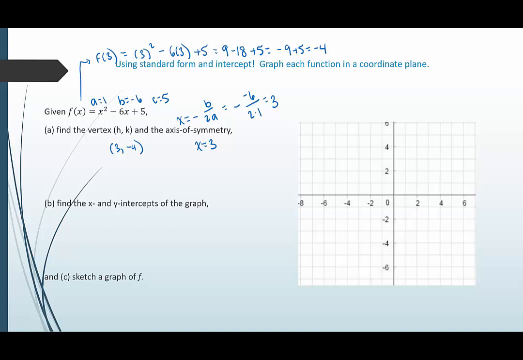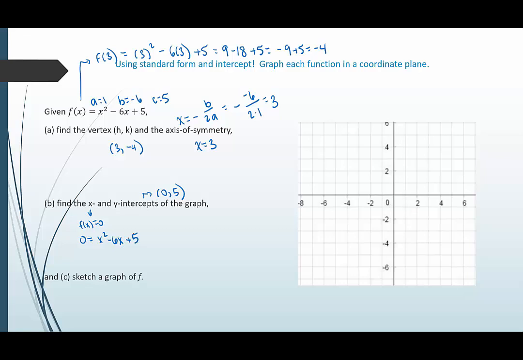The y-intercept is going to go a lot more smoothly, so say it with me now. The y-intercept is 0, 5. Let's find those x-intercepts. For the x-intercepts, we're going to plug in 0 for f of x. We say f of x equals 0. So we get 0 equals x squared minus 6x plus 5.